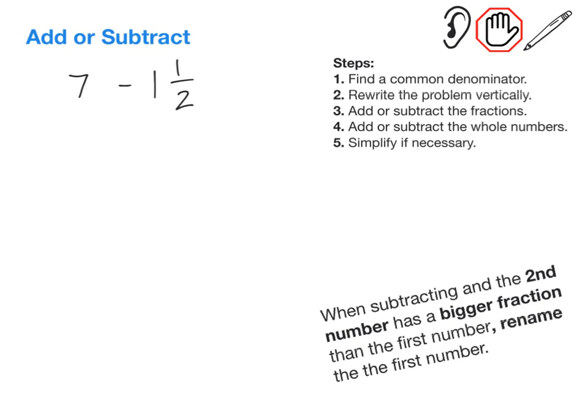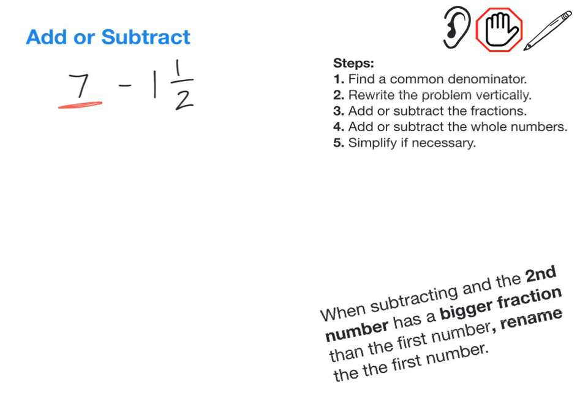Okay, let's try another similar problem. If I have 7 minus 1 1/2. So I have to take away a half from a whole. But I'm going to have to rename the first number. So my first number is 7. That means I have 7 wholes.